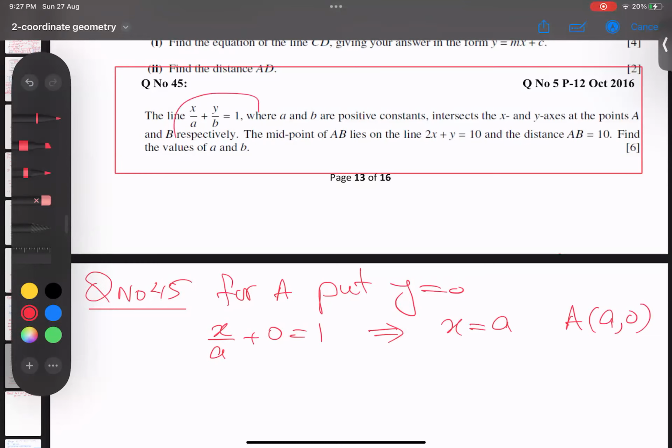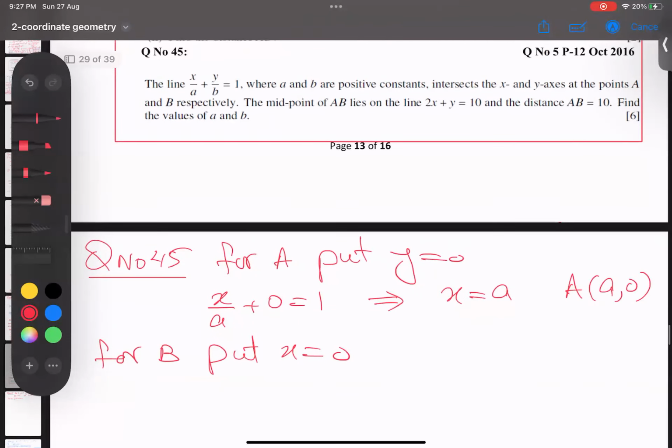In the same way, this line intersects the y-axis at B. So for B's coordinates, I will put x equals 0. When I plug in x equals 0, 0 comes in this place. So what happens? 0 plus y over b equals 1. B multiplies there, so y is equal to b. So the B coordinate becomes (0, b). I think this is very, very clear.